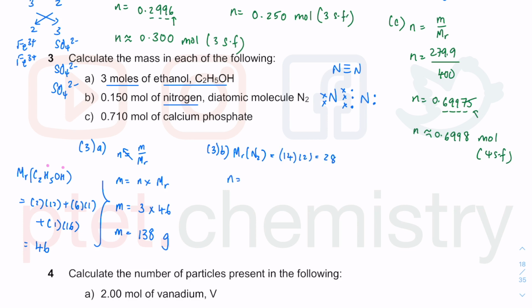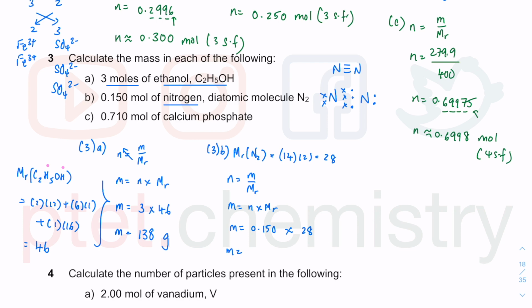So we know that mole equals mass over Mr. We need the mass, which is mole times Mr. So the mass is 0.150 mole, multiplied by the Mr from your periodic table, which is the mass for 1 mole, so it's gram per mole, multiplied by mole, giving us the mass in gram.